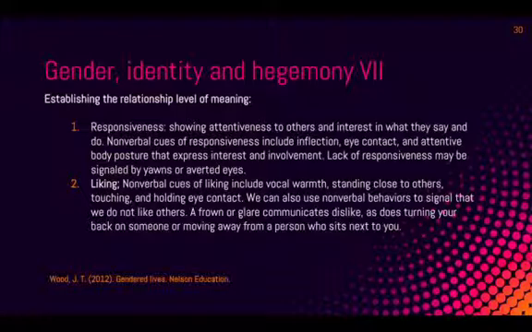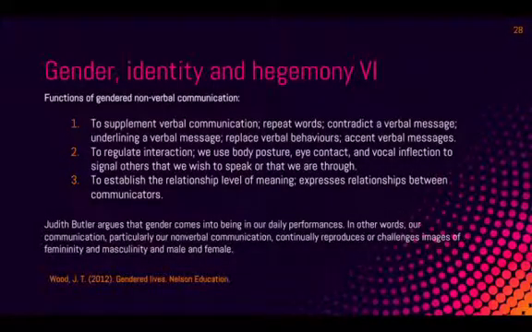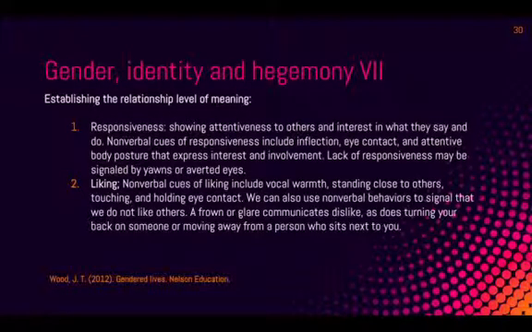We're thinking about establishing the relationship level of meaning as a function of gendered nonverbal communication. This can encompass responsiveness, showing attentiveness to others and interest in what they say and do. Nonverbal cues of responsiveness include inflection, eye contact and attentive body posture that expresses interest and involvement. Lack of responsiveness may be signaled by yawns or averted eyes. So if you're at a bar chatting to a lady about your Transformers collection, and you're scoring yawns and averted eyes, that's a cue that you're stretching the interest very thin.